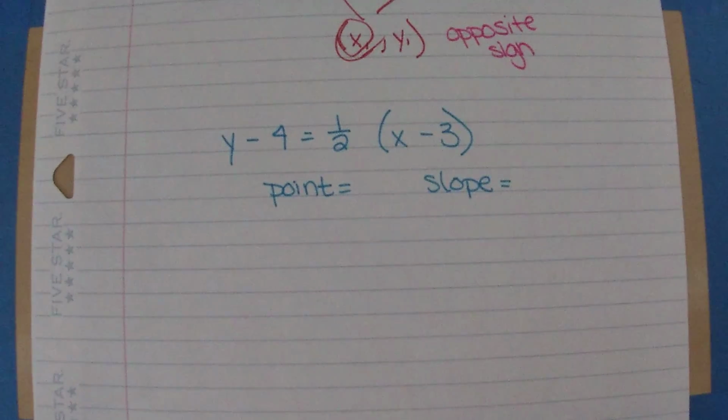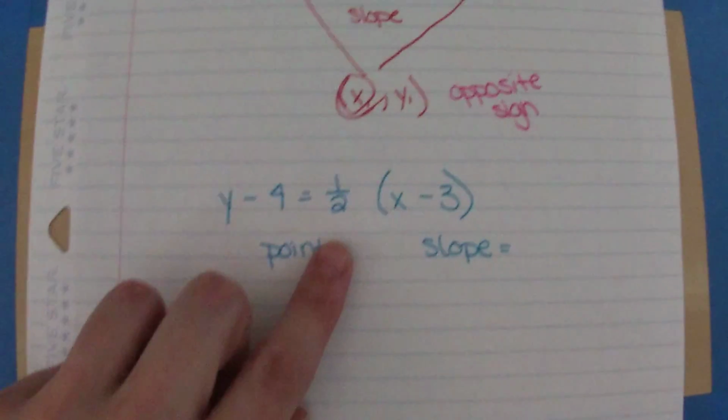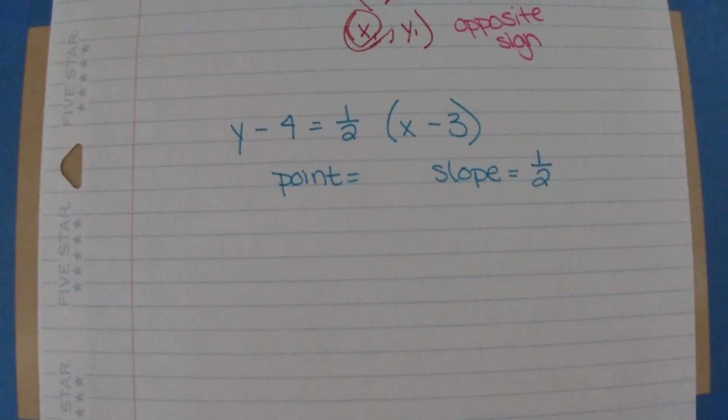Slope is always where the m is located. So m is in front of the parentheses. The number here in front of the parentheses is 1/2. So our slope is going to be 1/2.